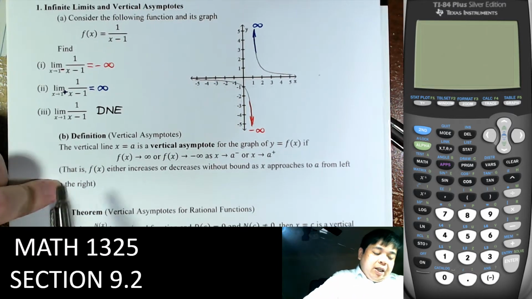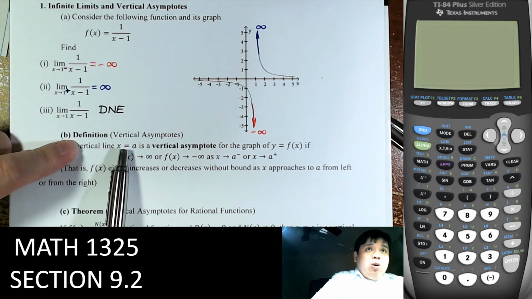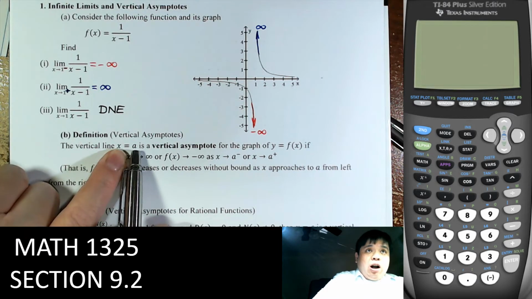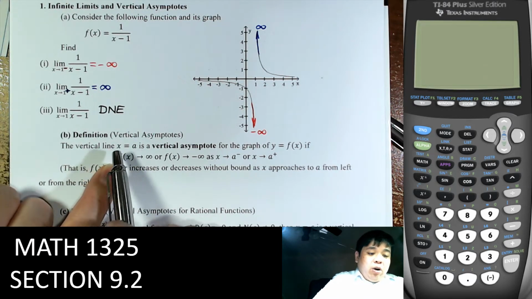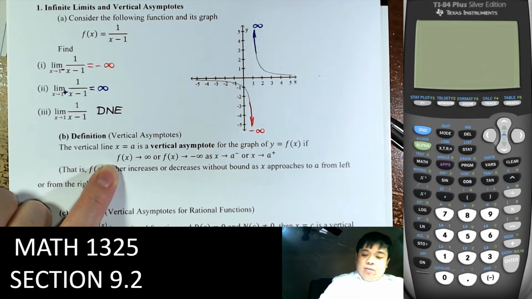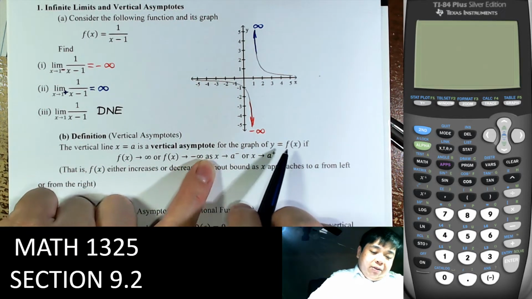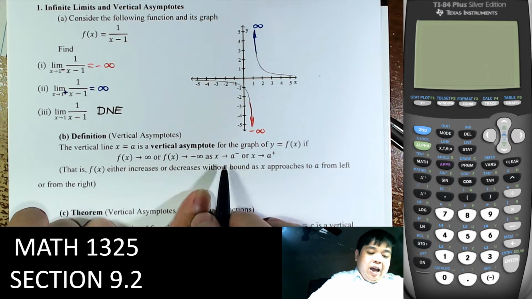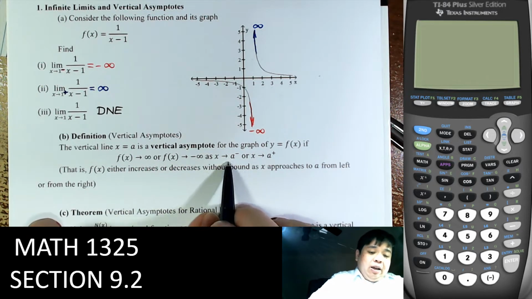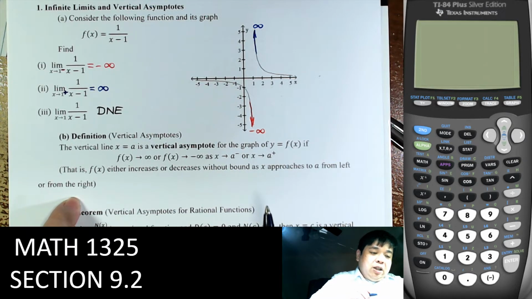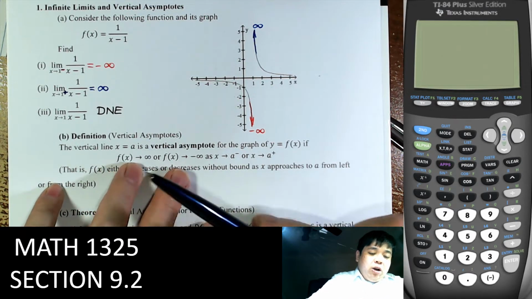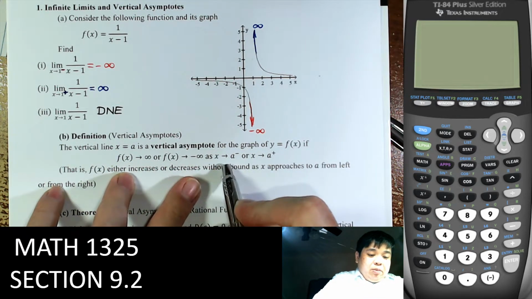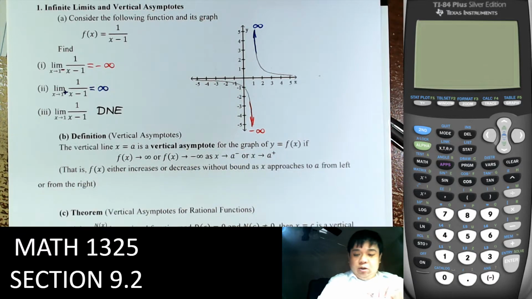Next we define the vertical asymptotes. The vertical line x equals a constant a. So the vertical line, the equation is x equals something. For the graph, if we have the function go to infinity or negative infinity as x goes to a from the left side or the right side. It doesn't matter, we only need the function to go to infinity or negative infinity where x goes to a from the left side or from the right side.